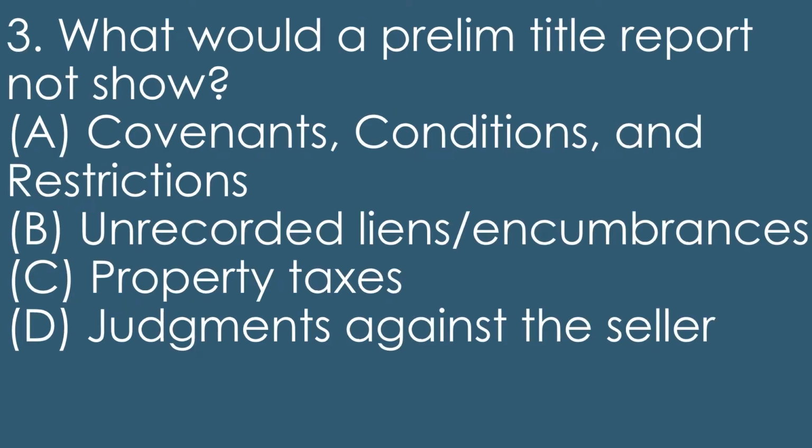3. What would a prelim title report not show? A, covenants, conditions, and restrictions. B, unrecorded liens, encumbrances. C, property taxes. D, judgments against the seller.